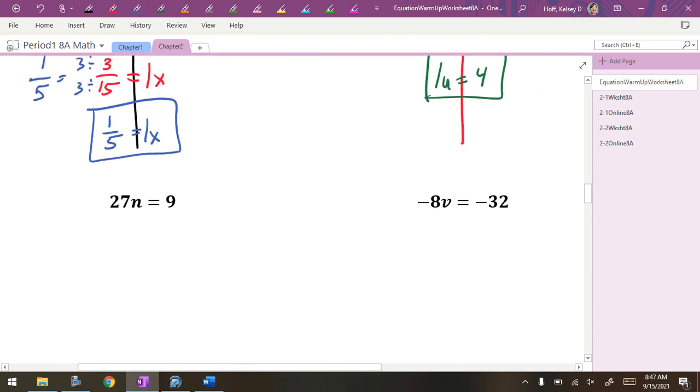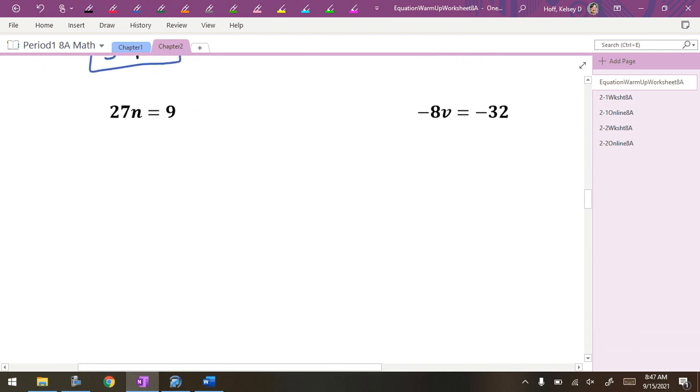Okay, on your own, do the bottom two. Make sure you show all your work, every step.